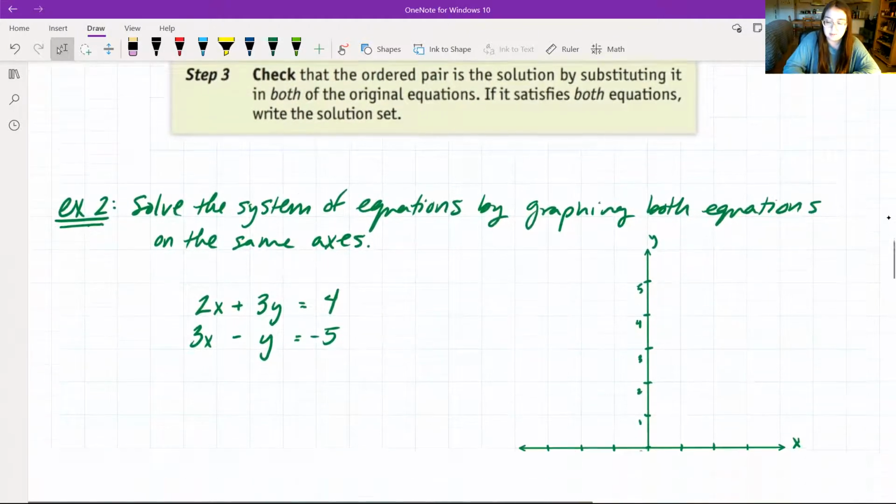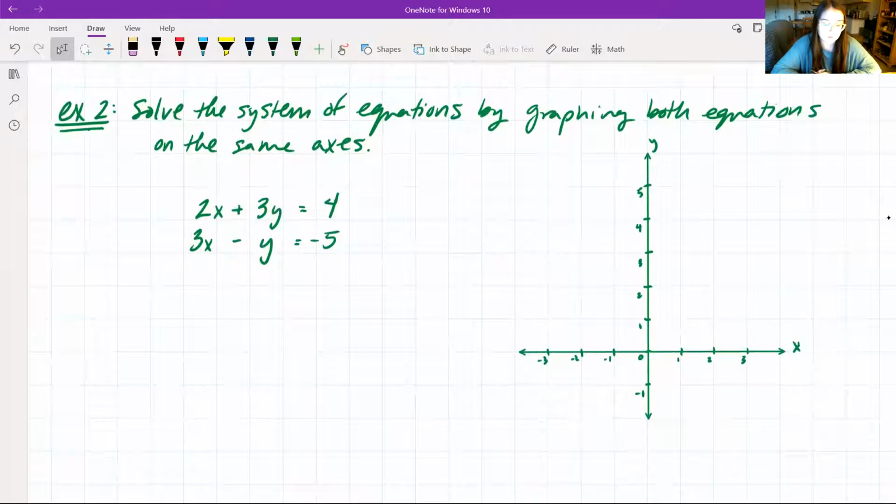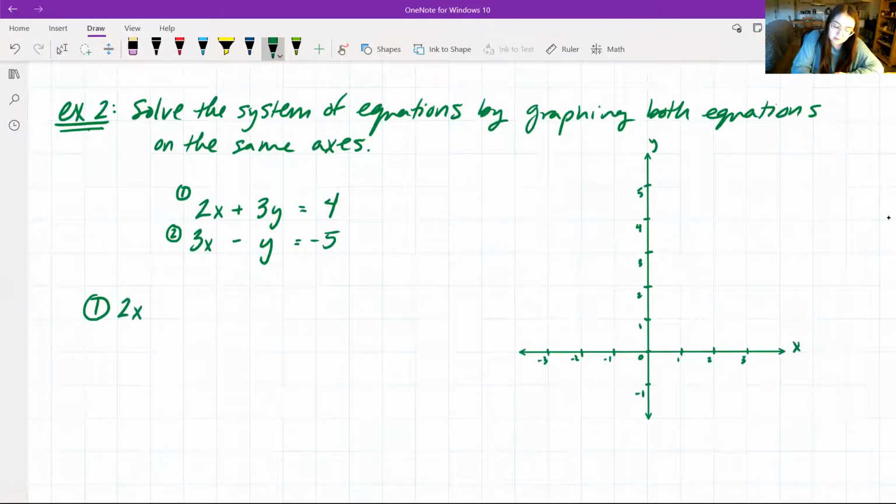So all right, putting this into practice here. We have example 2. We want to solve the system of equations by graphing both equations on the same axes. So our equations here, we have 2x plus 3y is equal to 4, and 3x minus y is equal to -5. Let's just label our top equation 1 and our bottom equation 2, so we can work on them separately and knowing the distinction. So in our first equation, we have 2x plus 3y is equal to 4. And in our second, we have 3x minus y is equal to -5.